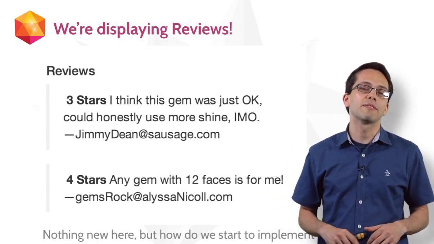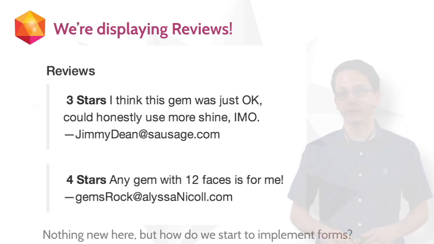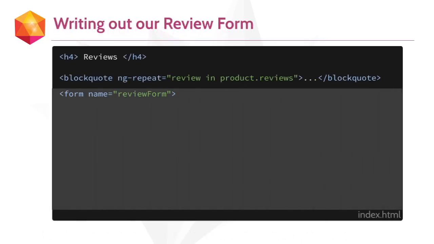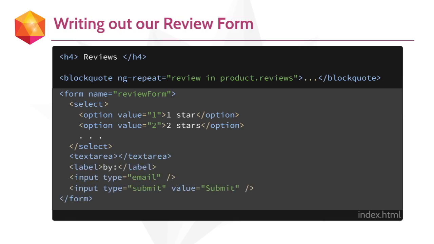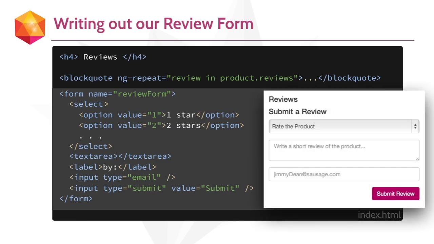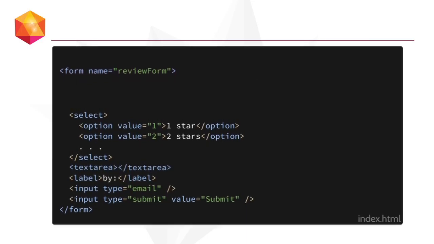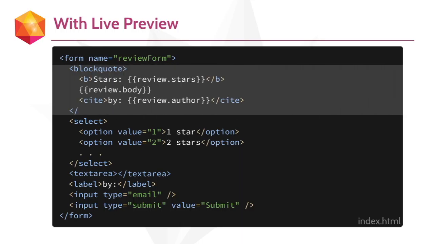Nothing new here that you haven't seen before, but how do we start to implement a form to post a new review? Without any new Angular elements, here's the HTML for our form. We simply have a select field, a text area, and a few input elements so that our form on our page is going to look something like this. Next, let's add our live preview code. So here, just like when we printed out each review, we're going to have a blockquote, print out the stars, the body, and the author.